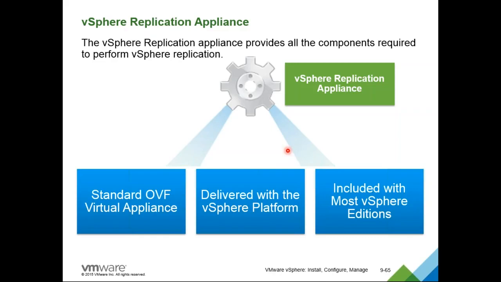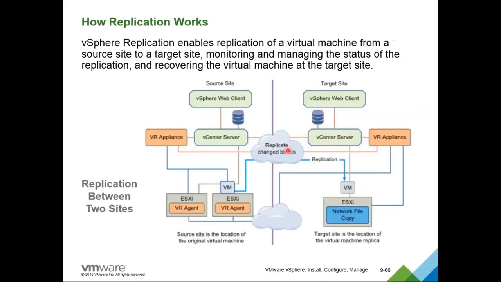Okay, so moving to the next slide. Here they are explaining how your replication will work. You have the source site and the target site. From the source site, using the vSphere web client, you are accessing your vSphere vCenter server. From there you are connecting to your vSphere replication appliance.